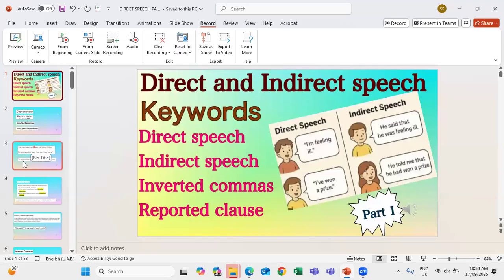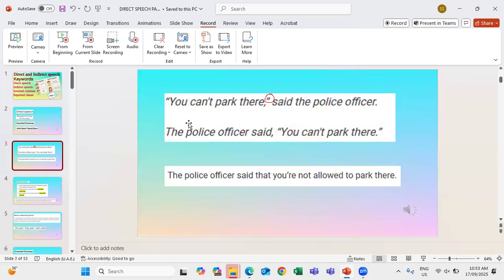So here I want to show you some sentences written over here. The first sentence is: "You cannot park there," said the police officer. The second sentence is: The police officer said, "You can't park there." And the next sentence is: The police officer said that you are not allowed to park there. Now, when I read these sentences and try to interpret them, I understand the same thing, that the police officer is saying that we are not supposed to park our car there, right?